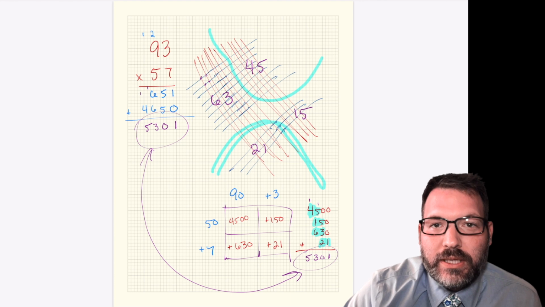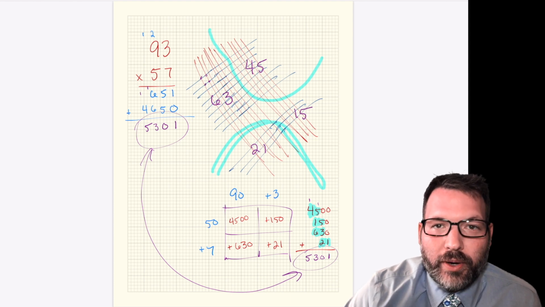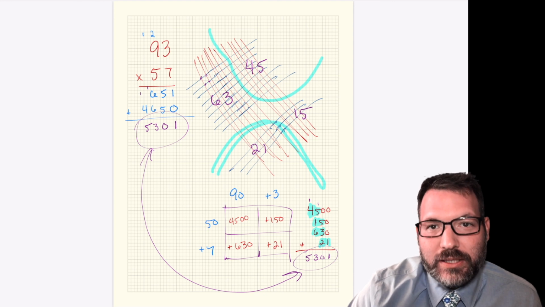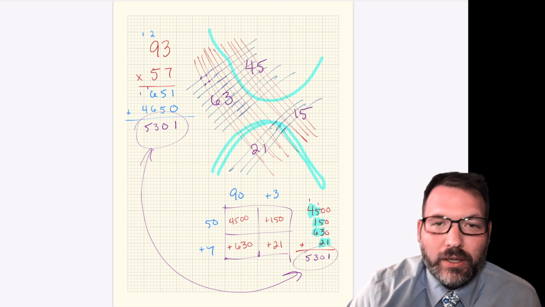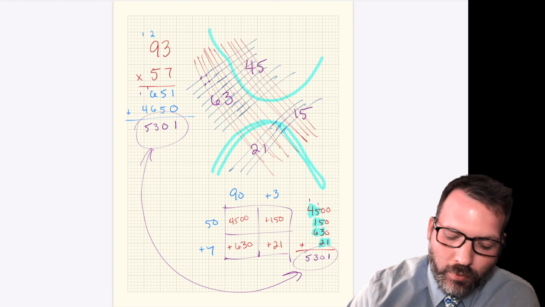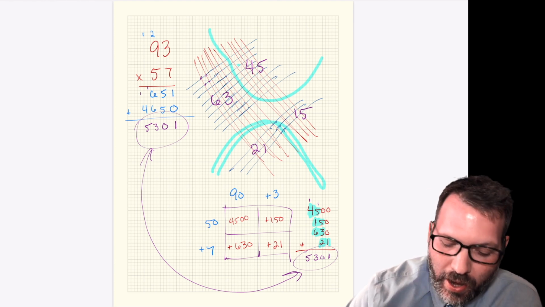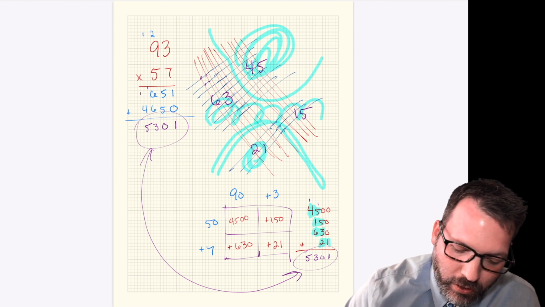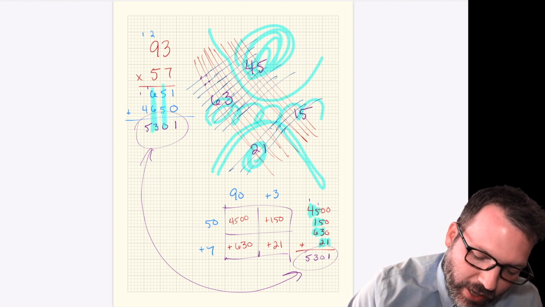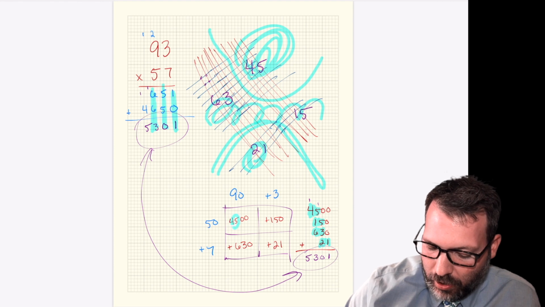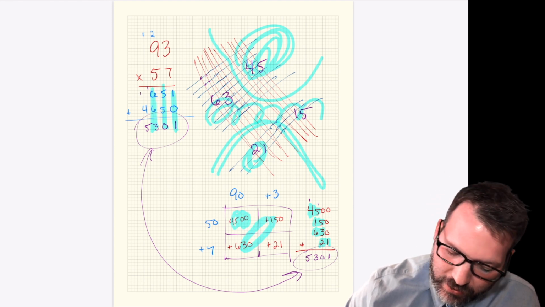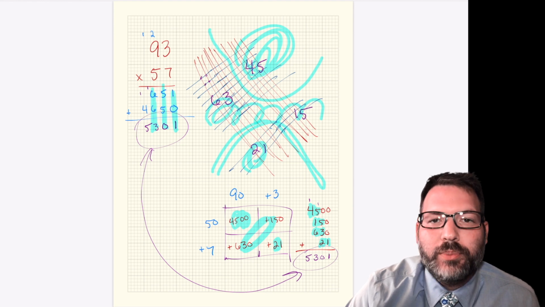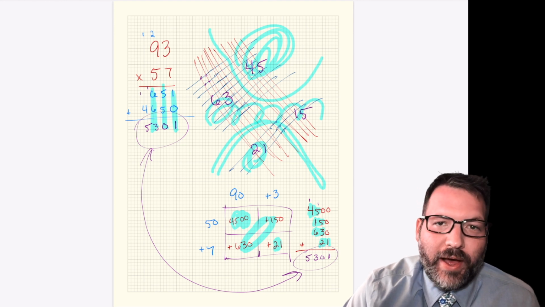But I do want you to see these models aren't just coming from nowhere. They're not magic. They're just different ways to represent single-digit multiplications combined with place value. In the Japanese method, we're looking at our hundreds, our tens, and our ones. These are all different ways to represent single-digit multiplications with place value.